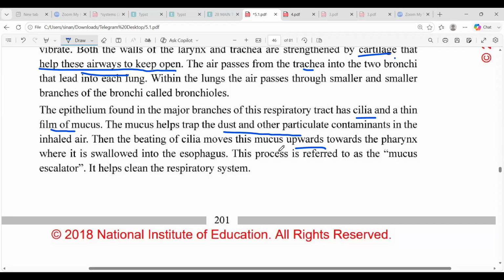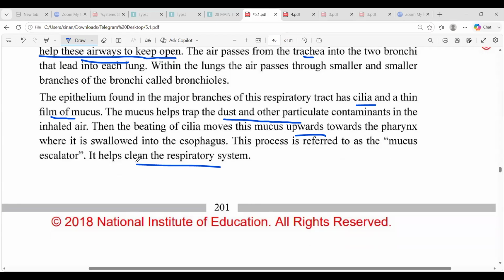Then what happens? The cilia start to move and help to move the mucus upward towards the pharynx, where it is swallowed into the esophagus. This process is referred to as what? The mucus escalator. This helps to clean the respiratory system. There might be a structural question sometimes.